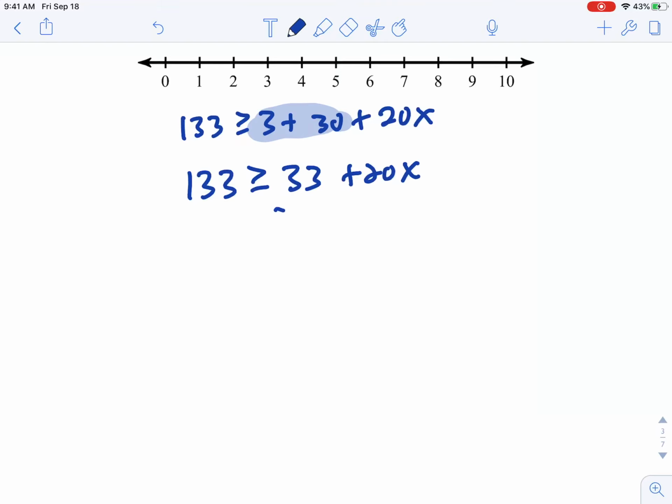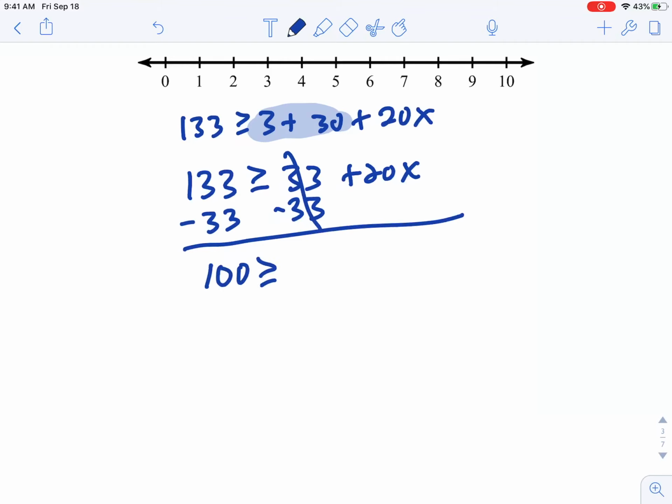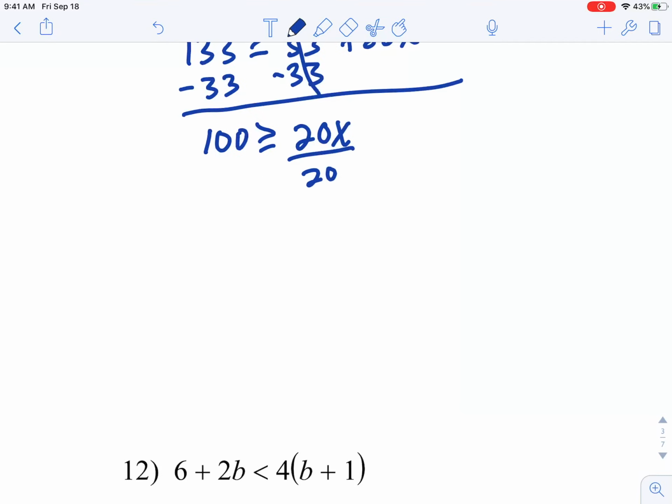Isolate x, I'm going to subtract 33. 133 minus 33 is 100. Bring down the 20x. Isolate x, I need to divide by 20. I'm dividing by a positive, so there's no flipping the sign. 100 divided by 20 is 5. 5 is greater than or equal to x. The x is isolated, so we are officially done.